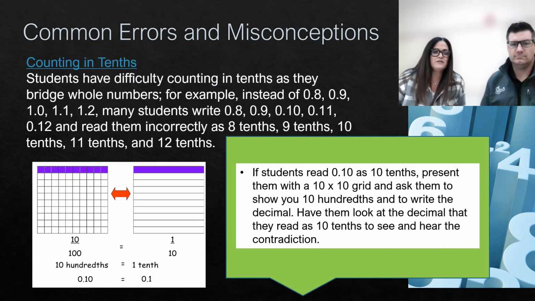Another common misconception that we often see with our students is when they're counting or reading decimals, often they have difficulty bridging to whole numbers. So for example, instead of 8/10, 9/10, 1 whole, 1 and 1/10, 1 and 2/10, many students write 8/10, 9/10, 10/10, 11/10, 12/10. To address this misconception, it is strongly encouraged to have them look at the decimal built on a hundreds grid so that they can compare and see the contradiction between the two. It's almost like regrouping. When I have 10 ones, that makes a 10. I'm now switching my place value.